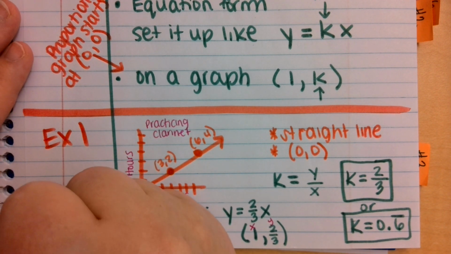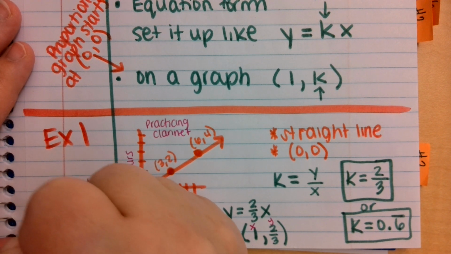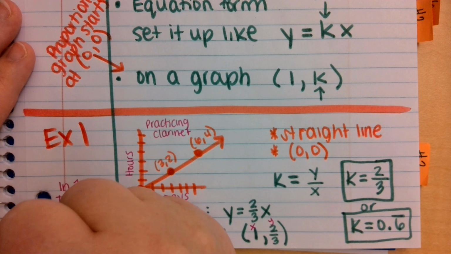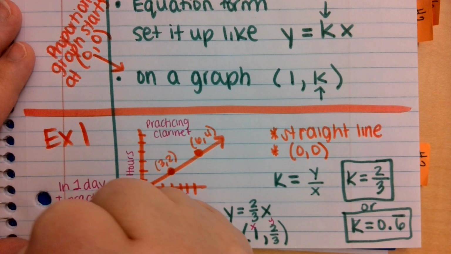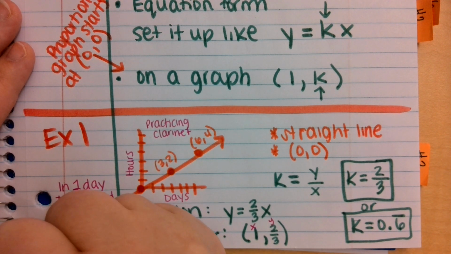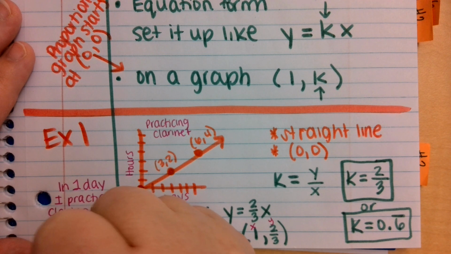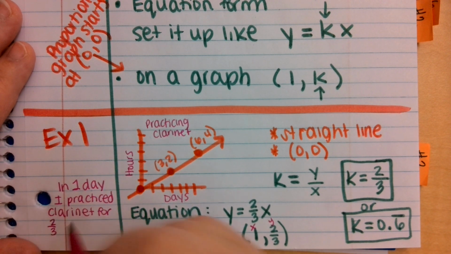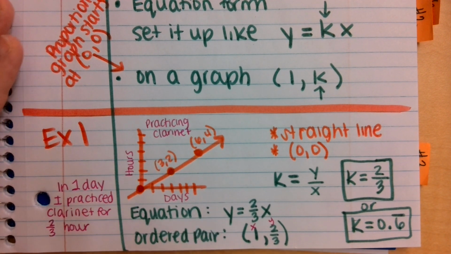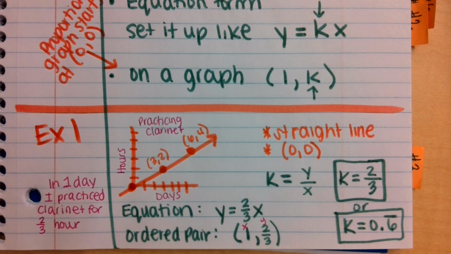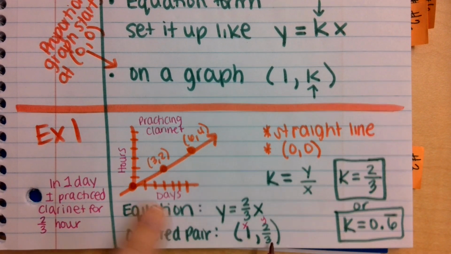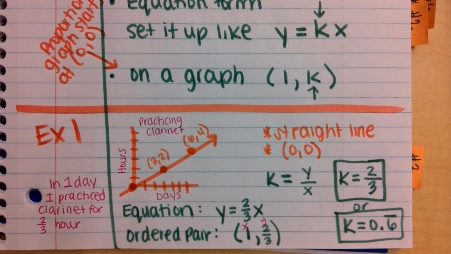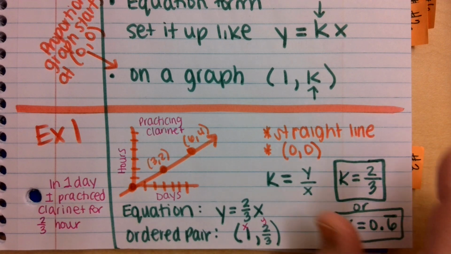I'm going to write that. In 1 day, I practiced the clarinet for 2/3 of an hour. Because the x stands for days, the 2/3 is the hours. All right. Let's do another one. I am going to have to flip the page.